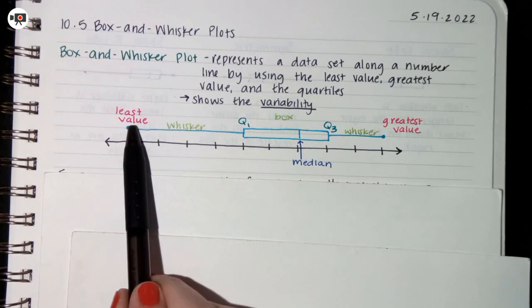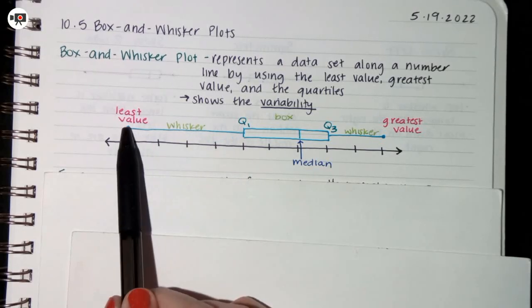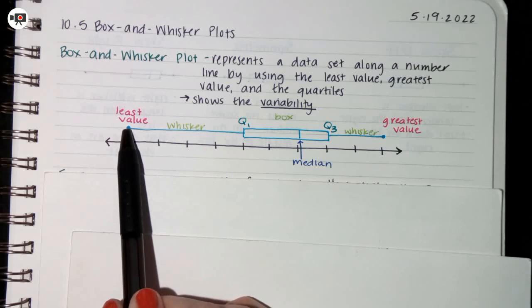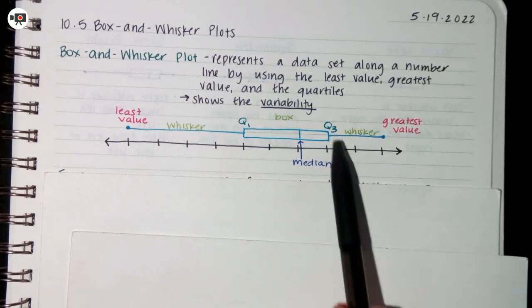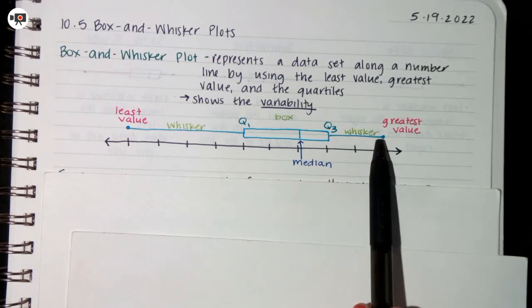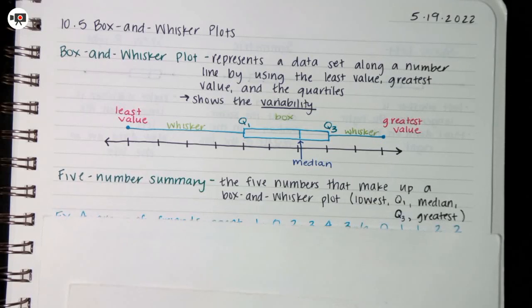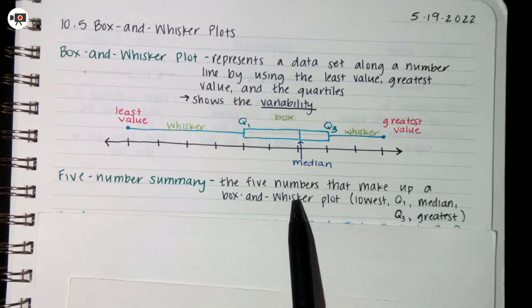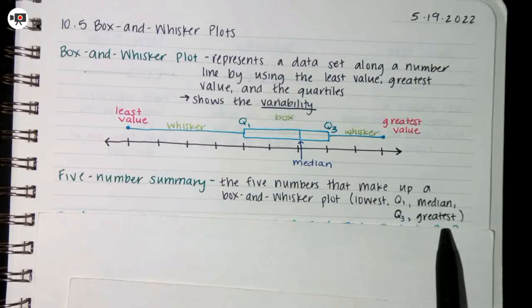So if this is really far spread out, that still represents a quarter of it. They're just all really far apart from each other. This is also worth a quarter, but they're a little bit closer together, so these numbers are not as spread out, but close together. So the five-number summary is the five numbers that make up the box-and-whisker plot: the lowest, quartile 1, median, quartile 3, and the greatest numbers.